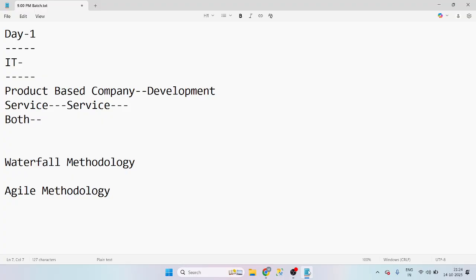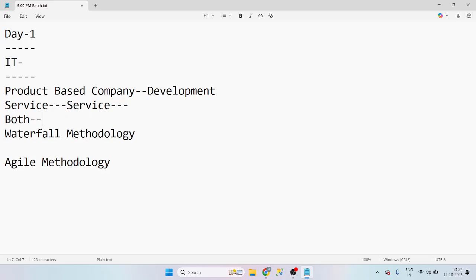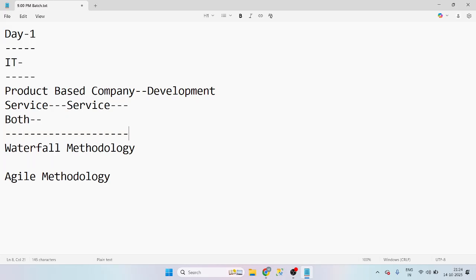Right, so previously we need to know about this idea. Coming to Scrum Master roles: in Waterfall, we don't have a Scrum Master. That is 100% sure. In Agile methodology only, we can see a Scrum Master. So what roles are there in Waterfall methodology?